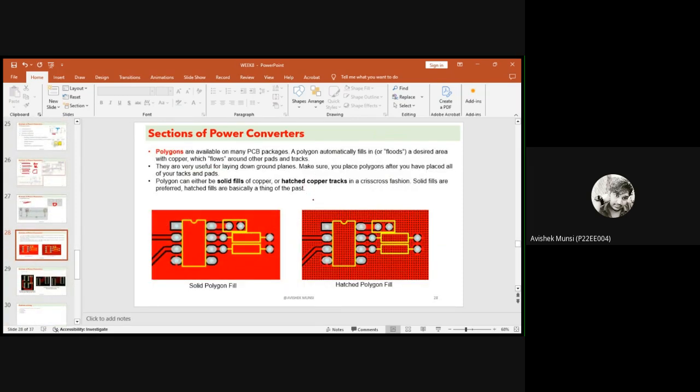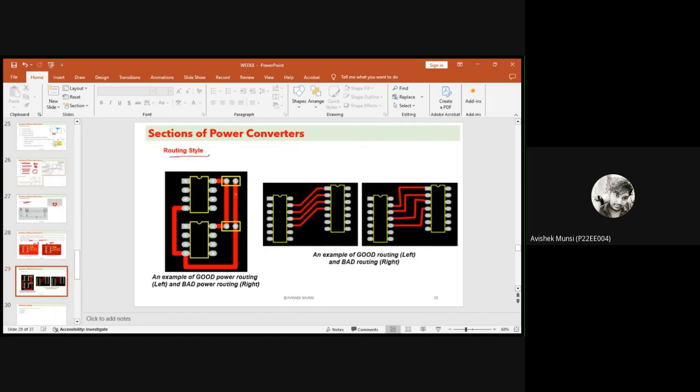So for designing a PCB, you have to use planes, polygons in a sense. That may be solid fill, or it may be hatched copper tracks. This is hatched polygon fill. This is solid polygon fill. Solid fill will have more copper, so it will help you dissipate the power properly. And hatched has some vias in it, so it will also help. But this is basically a very old style, and presently people use this kind of plane style.